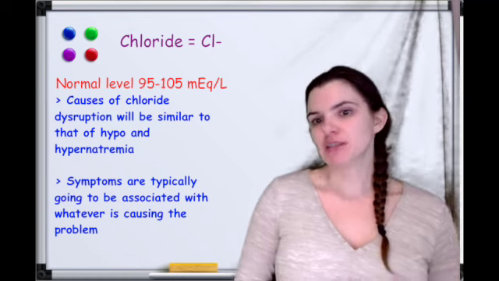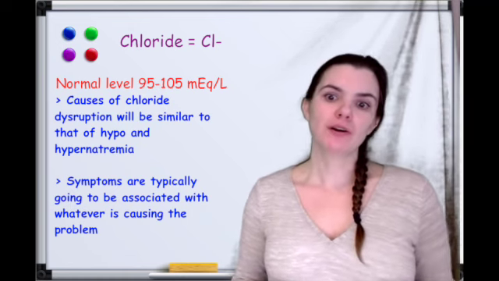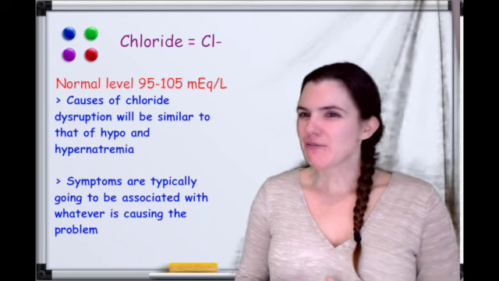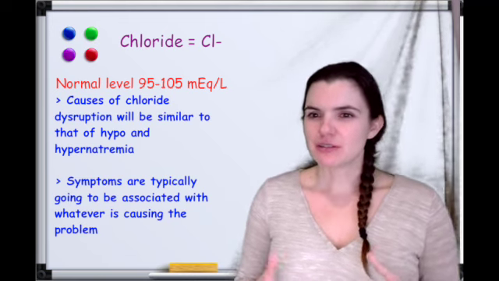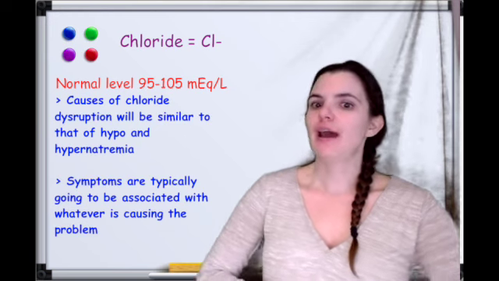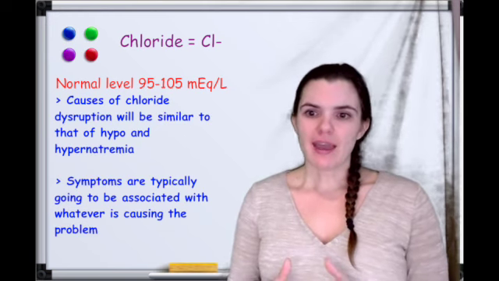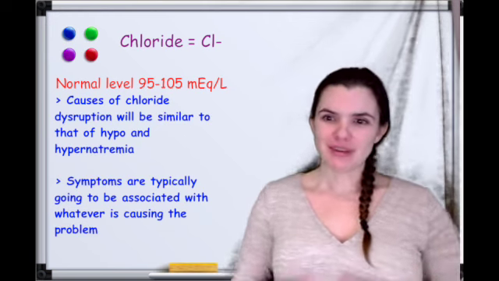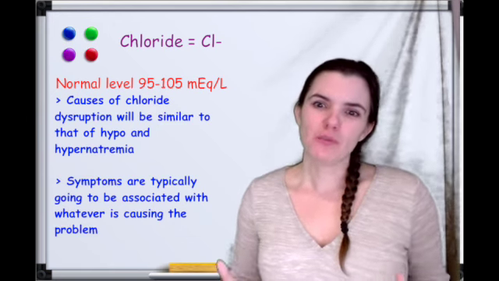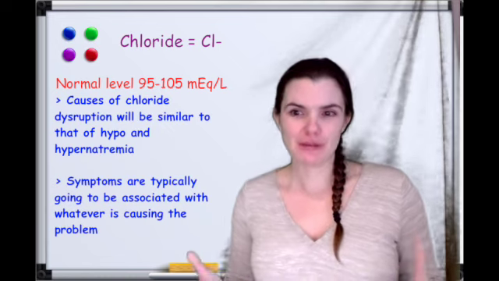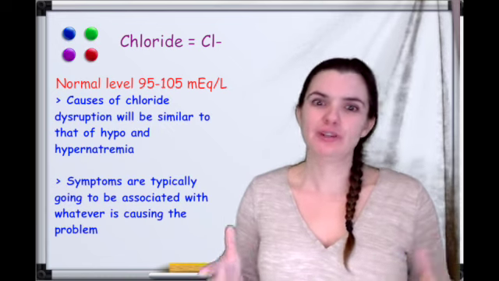The signs and symptoms of hypo and hyperchloremia don't have their own specific ones compared to other electrolytes. The symptoms are typically going to be associated with whatever is causing the problem, and if you can really remember the signs and symptoms of hypo and hypernatremia, you can remember what hypo and hyperchloremia is going to be, because they really do overlap.